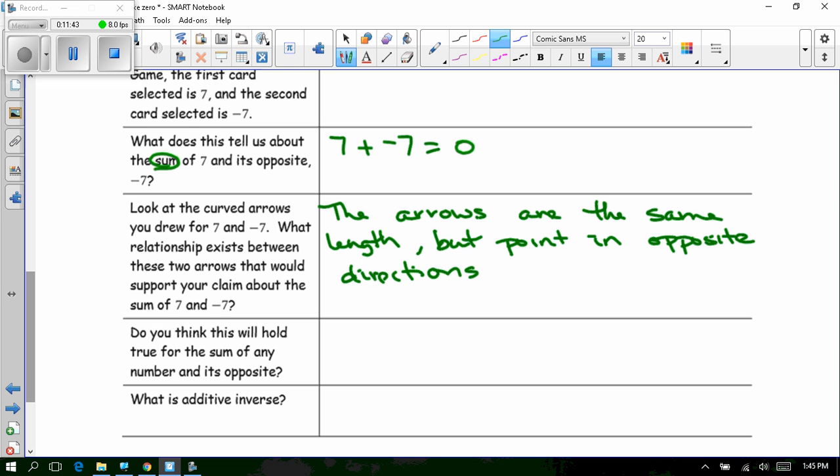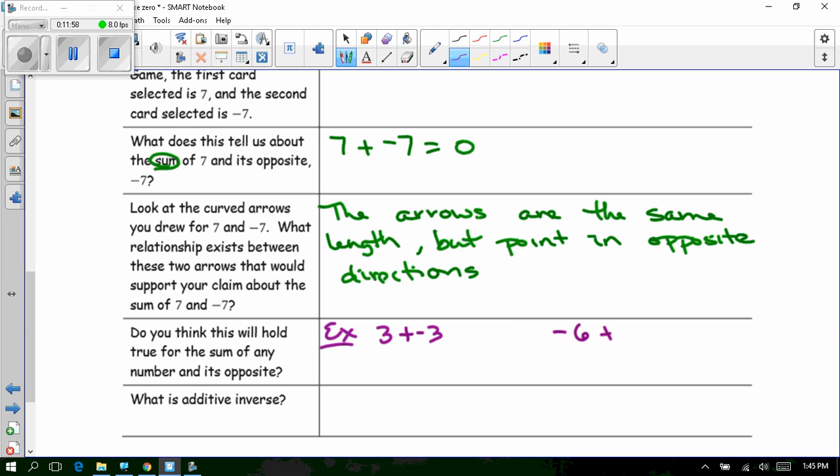Do you think this would hold true for any sum of any number and its opposite, right? If I gave you 3 and -3, will it work? What if I gave you -6 and +6? Will it still work? Yep, it's going to work no matter what. Either way, no matter what, I will still always get 0, won't I?